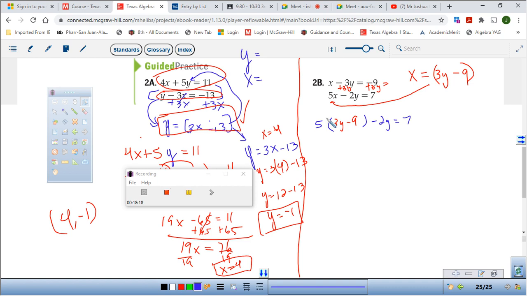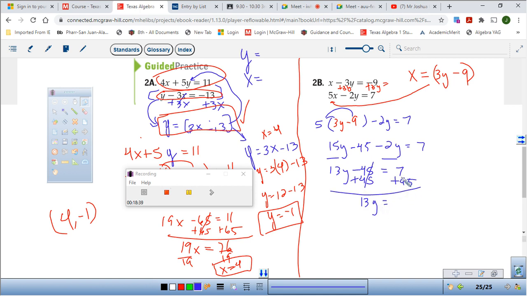Do my math. Distribute here gives me 15y. Distribute here gives me minus 45. Minus 2y is equal to 7. This and this: 13y minus 45 is equal to 7. Add 45. Add 45. Cancel that here, and you have 13y is equal to 52. Divide by 13. Divide by 13. Y is equal to, I'm going to go with 4. Boom. So you have y to be 4.